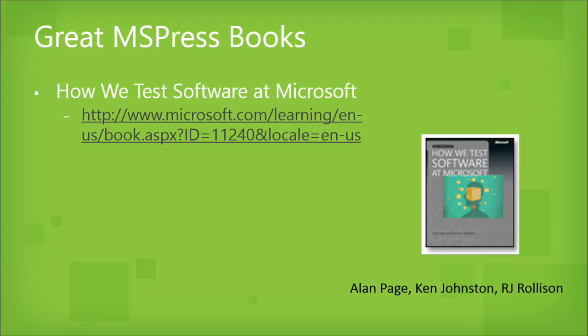So before we continue on to our next section, I do want to talk about a very important Microsoft Press book that a couple of our test architects, both Alan Page and R.J. Rollison, helped develop, along with Ken Johnston. This book, How We Test Software at Microsoft, is available online. You can go to microsoft.com/learning, go to books, and you'll be able to order that book there, or in other ways in which you buy books today.